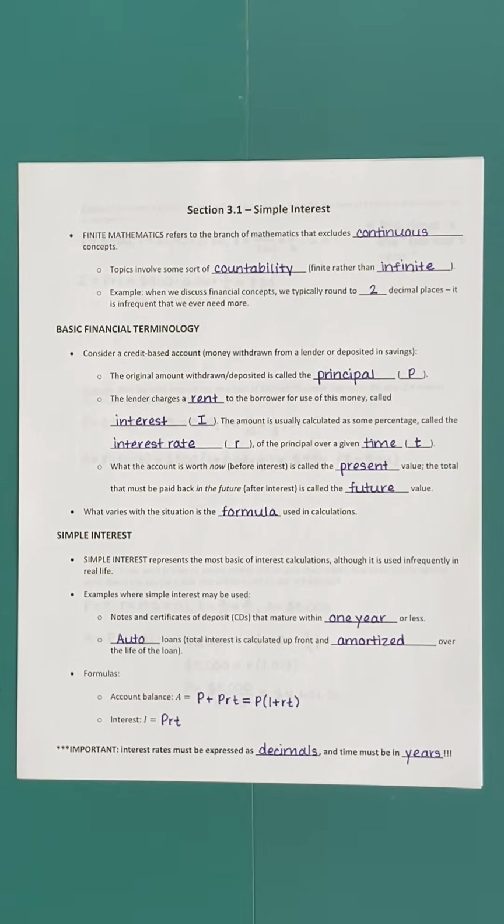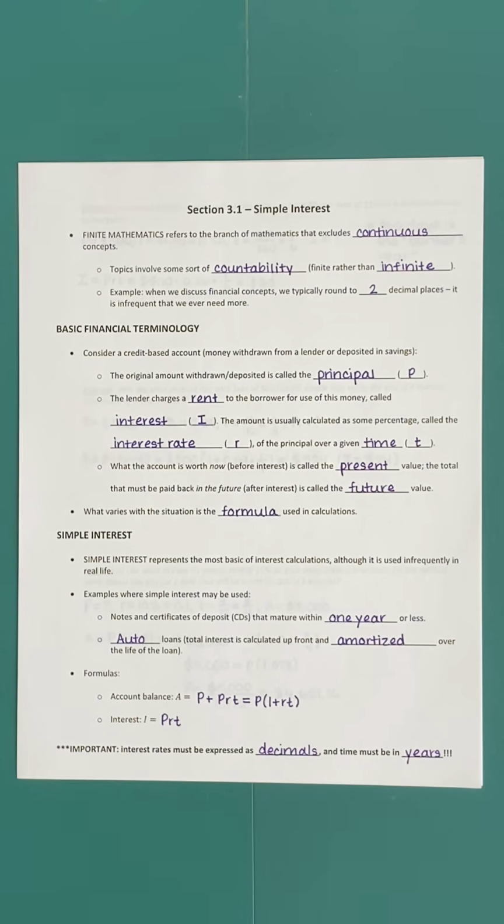Now, the total that has to be paid back in the future after interest has accrued is what we call the future value. So we can calculate up front what the future value of an account is going to be just based on knowing what the terms are for the account: what the principal is, what the interest rate is, how long we're keeping the account. You can think of that as the account balance at the end of the loan or at the end of a specific period. That value includes not only the principal, what you put into the bank, but also whatever interest was accrued on the account.